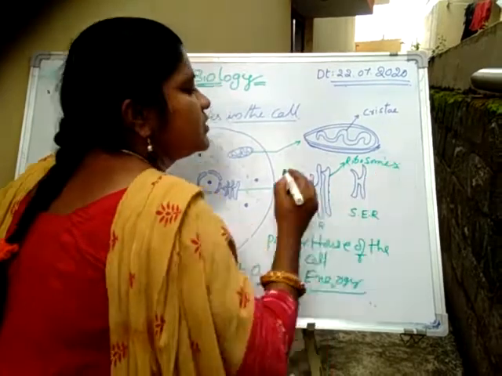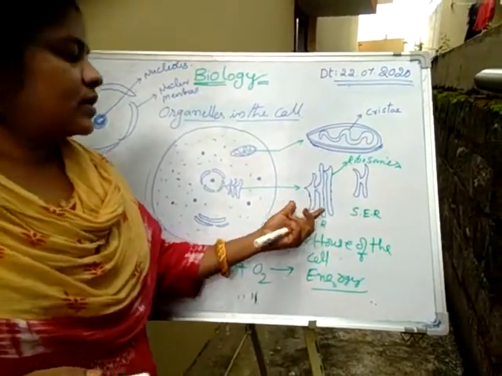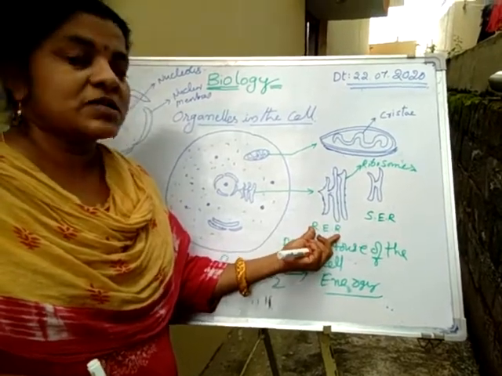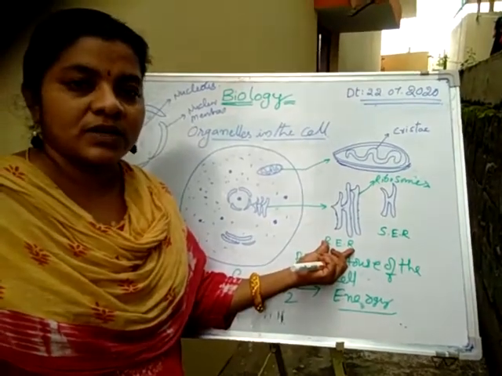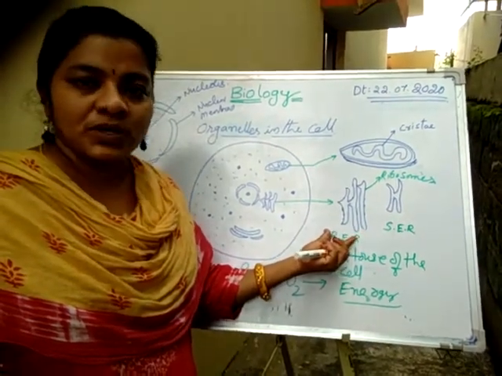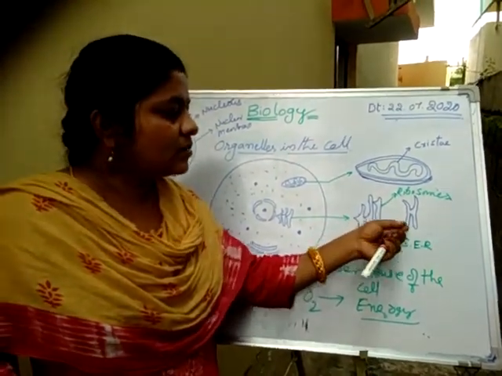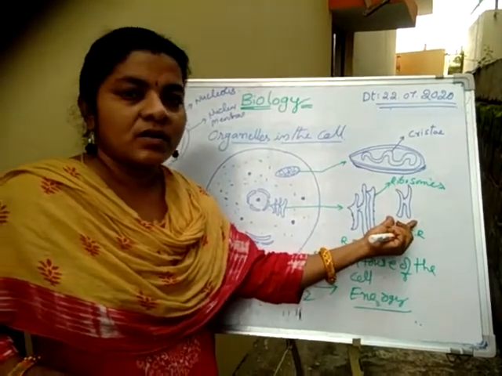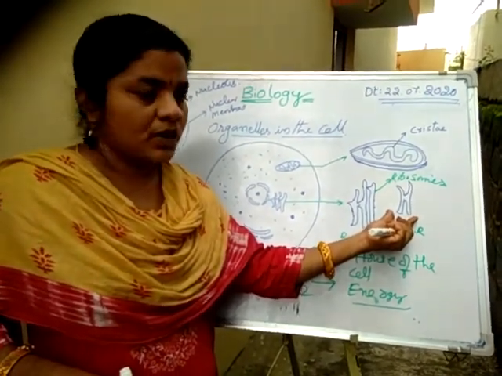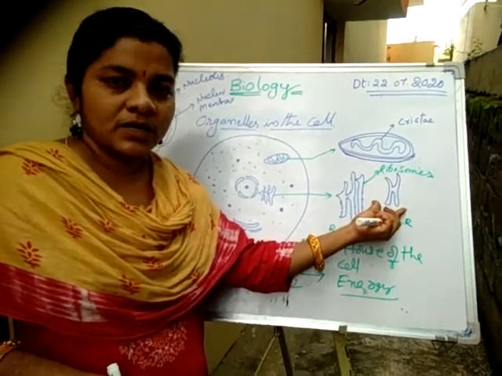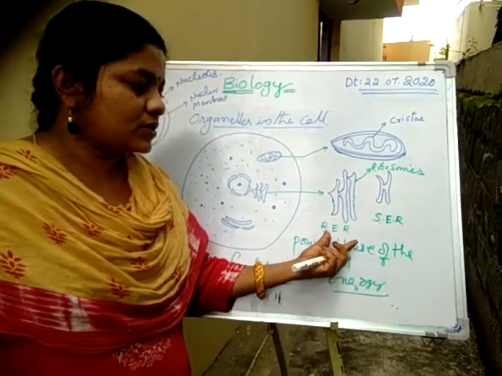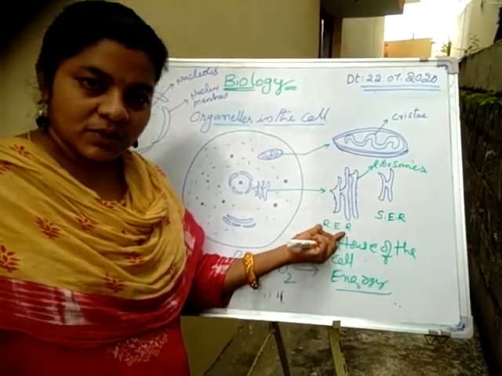So what is the use of these ribosomes? By having these ribosomes, this endoplasmic reticulum is called rough endoplasmic reticulum. By having ribosomes, it participates in protein synthesis. And the other part that doesn't have any ribosomes is called smooth endoplasmic reticulum. Smooth endoplasmic reticulum participates in lipid synthesis. So these are the two functions of these two endoplasmic reticulums.